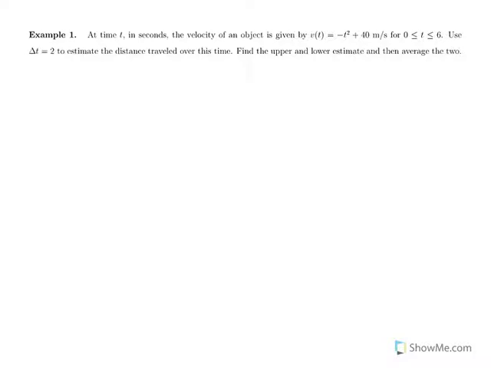We're going to use delta t equals 2, so each time interval is 2 seconds, to estimate the distance traveled over this time. We're going to find the upper and lower estimate, and we're going to average the two. The reason why we didn't say left and right estimates is because we don't know which one is going to be upper and which one's going to be lower until we think about whether it's decreasing or increasing. So let's do the left Riemann sum.